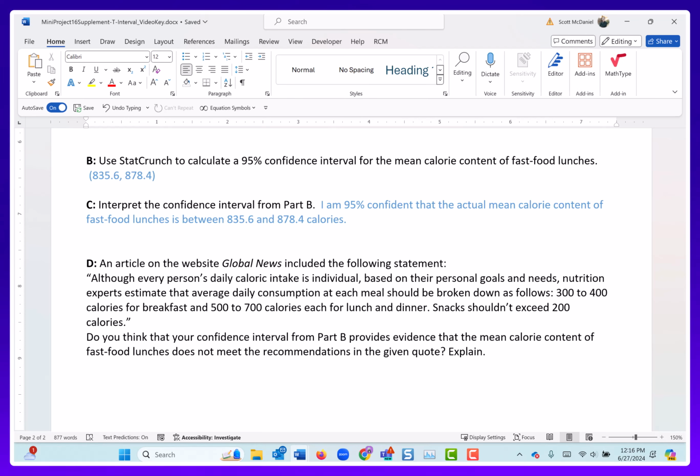Well, notice that both our endpoints are above that high end of the recommended range of 700 calories. So the interval does provide evidence that the mean calorie content of fast food lunches does not meet the recommendations in this quote.